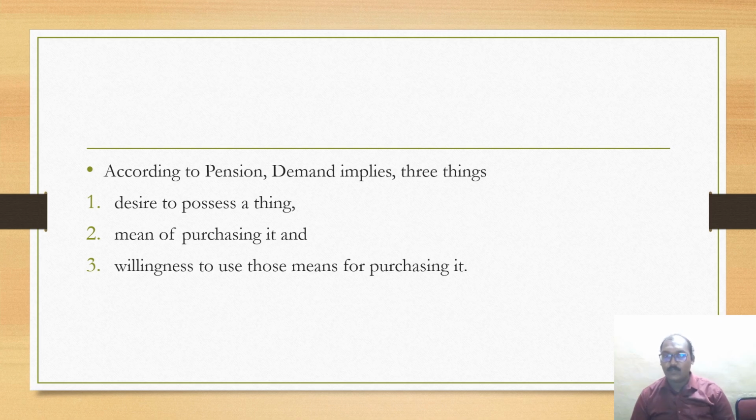According to him, demand implies three things. First, the desire to possess a thing. That is, the person will buy the thing only when he decides to have it. Then it involves the purchasing power, how he can purchase it. And third, his willingness to purchase. Without the willingness or desire to purchase that thing, he cannot go for the product.